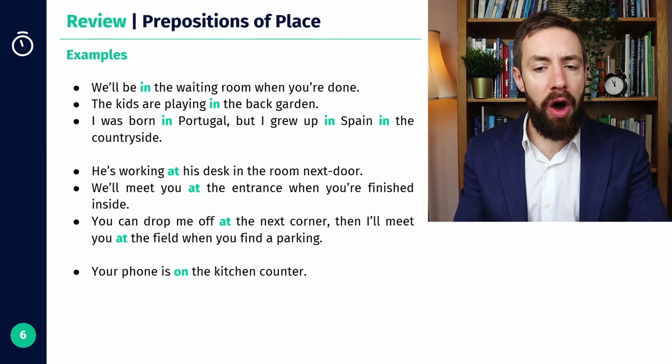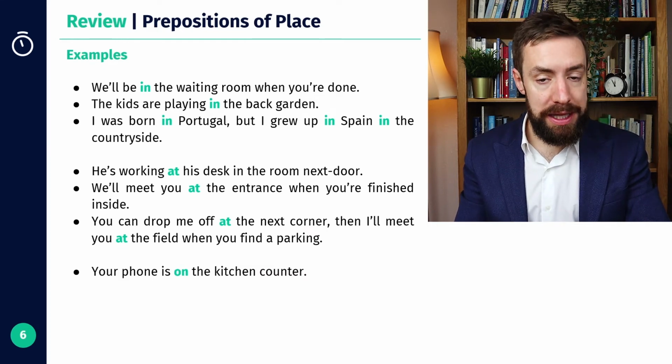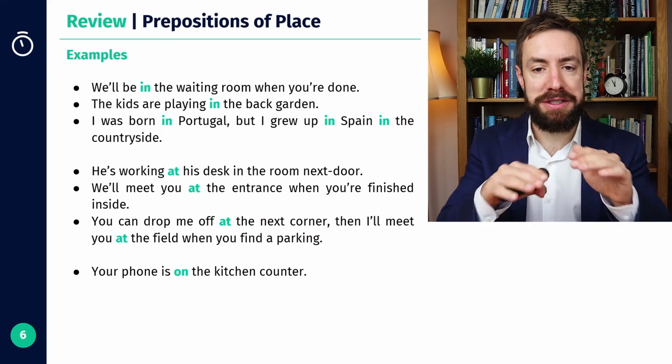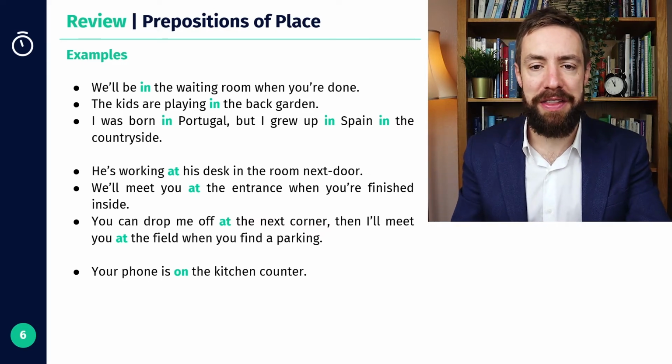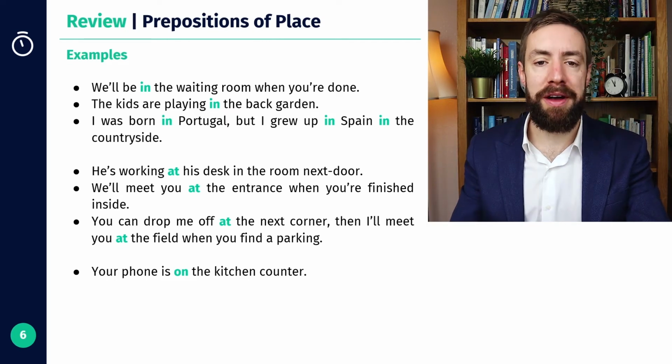Okay? And then on, your phone is on the kitchen counter. So the counter is the thing on the top in the kitchen when you do your chopping and things like that. So it's on top of that.